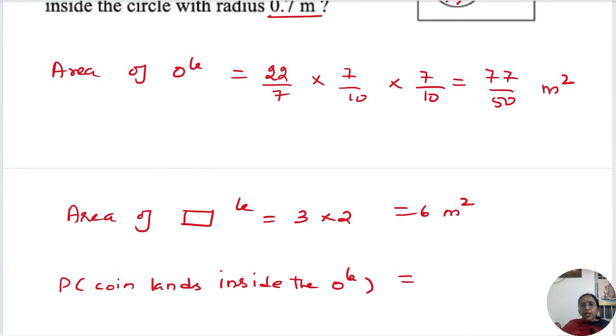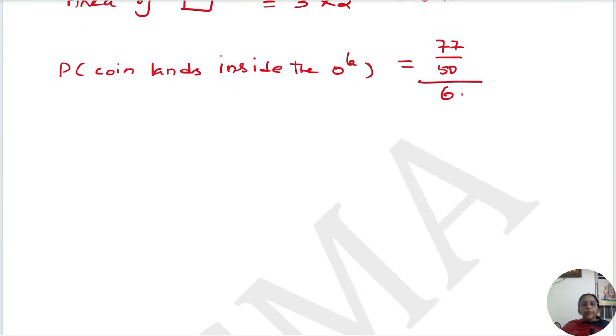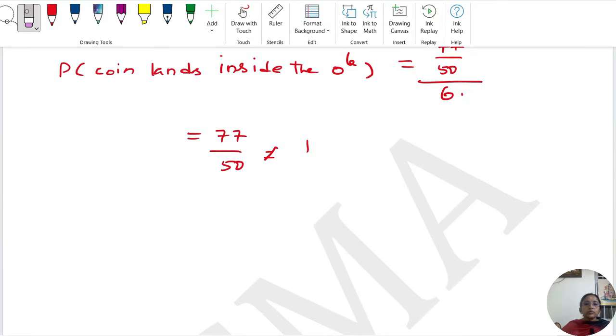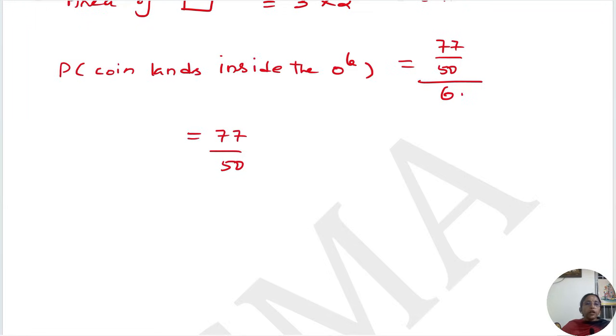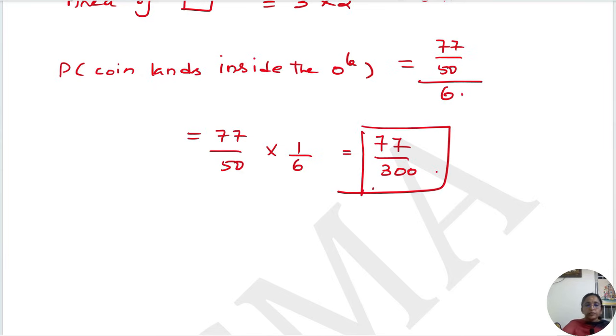So favorable is 77 divided by 50 and our total is 6. So you can go with reciprocal with multiplication. In the denominator, 6 can be written as 1 by 6. So on reduction this is 77 divided by 300. So this is our final answer.